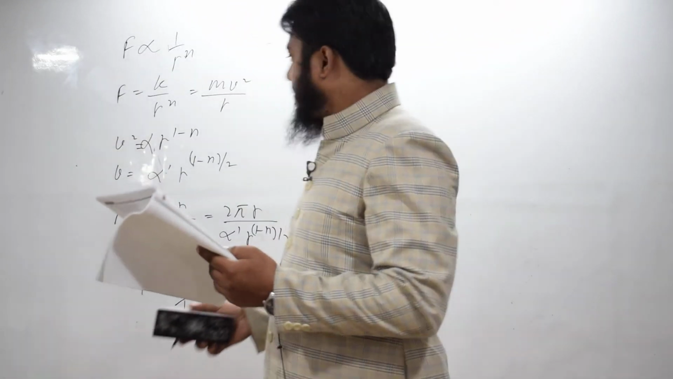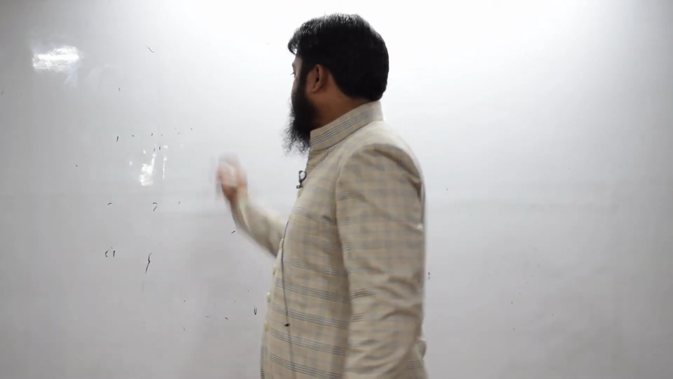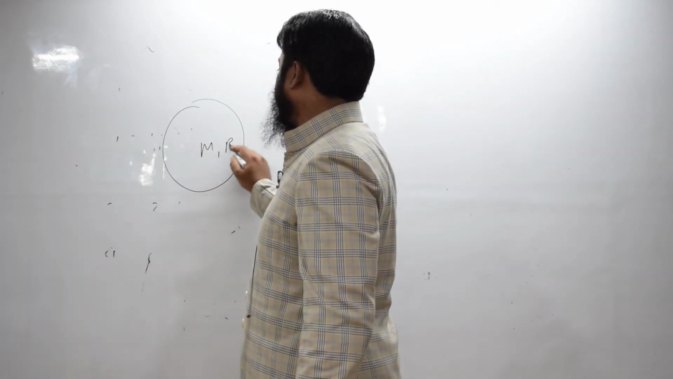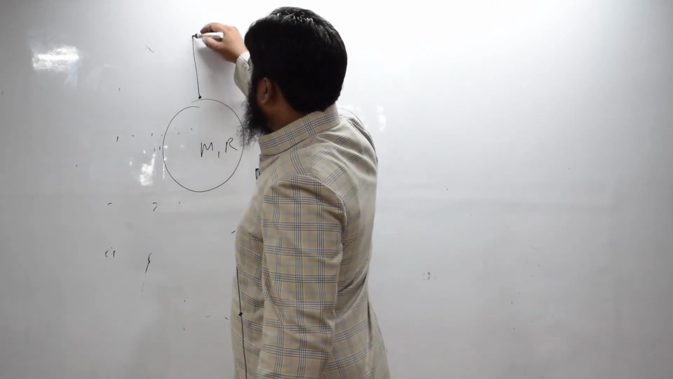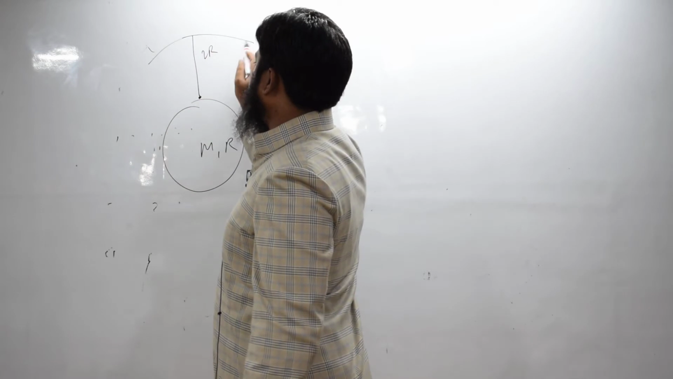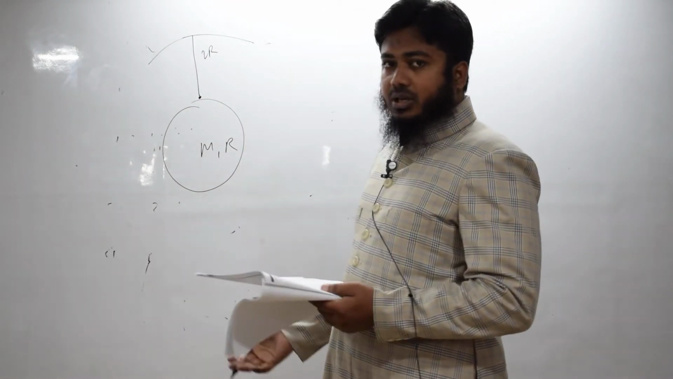what is the minimum energy required to launch a satellite of mass small m from the surface of a planet of mass capital M and radius capital R in a circular orbit of an altitude 2R? So, there is some planet of mass M, radius R, and a satellite is to be launched from the surface to an altitude 2R. Then the radius of the orbit will be 3R. Then what is the energy?